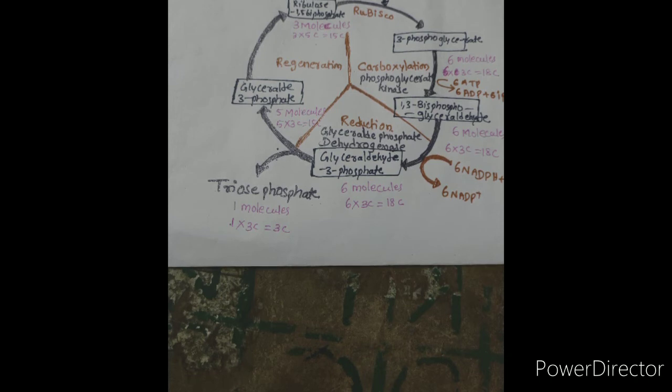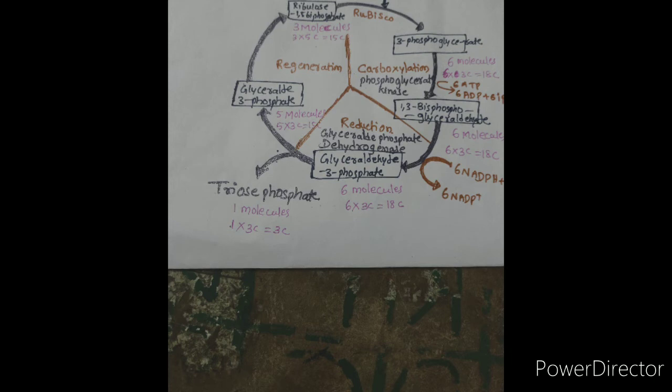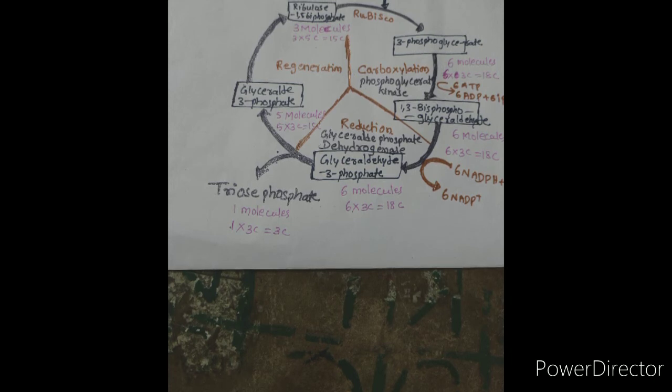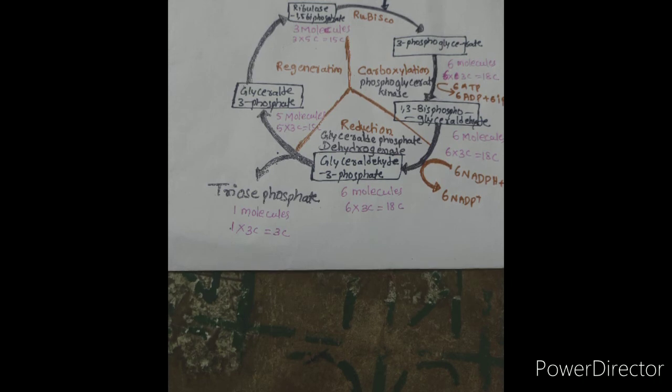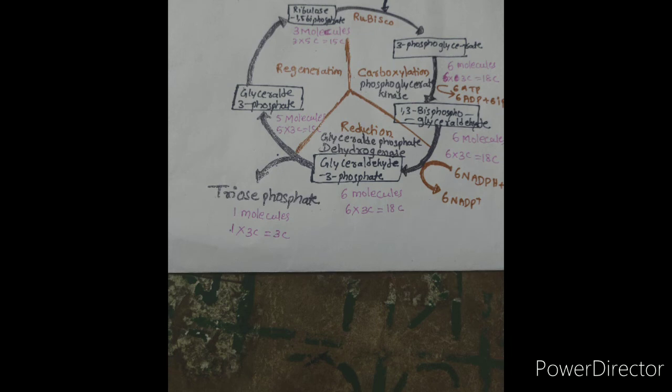they form 3-phosphoglyceraldehyde. Here, 3-phosphoglyceraldehyde contains 3 carbon atoms in each molecule. Such 6 molecules are formed. So as a result, the total number of carbon atoms becomes 18. Immediately, this 3-phosphoglyceraldehyde breaks into 1,3 bisphosphoglyceraldehyde. This also contains 3 carbon atoms in each molecule.